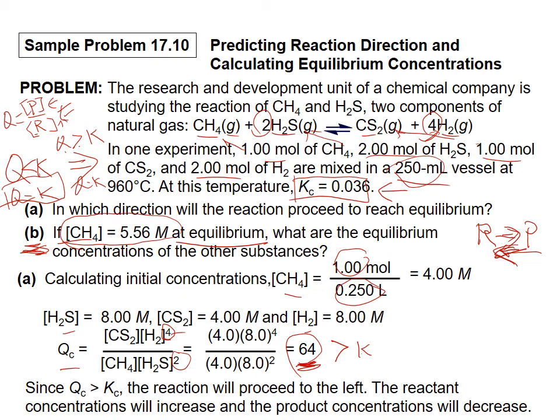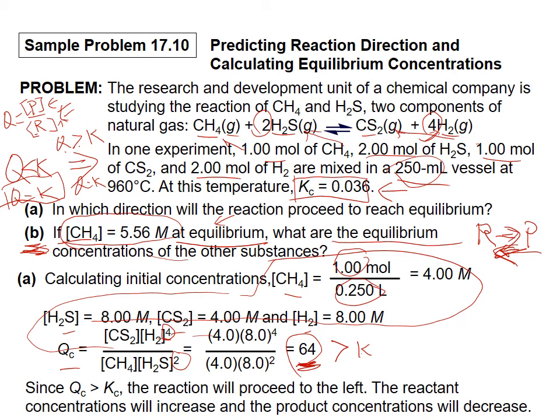So we have the initial concentrations. We also know at equilibrium one concentration for one of the substances. The question is, what are the equilibrium concentrations for the other substances? This is a typical kind of question that requires the reaction table.